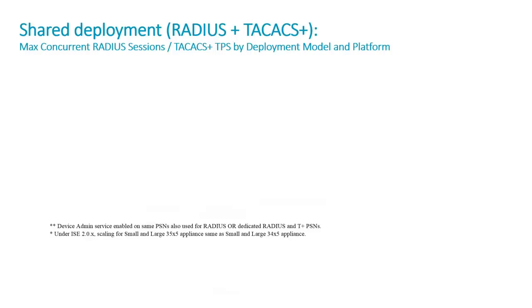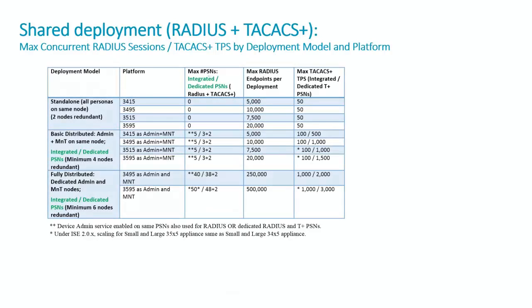Now let's take a look at the shared deployment. A shared deployment is where you share the RADIUS and the TACACS services. In the shared deployment, you can either go with an integrated approach where RADIUS and TACACS are shared in every box, including the PSNs. Or you can go with a dedicated PSN approach where you have dedicated PSNs for RADIUS and TACACS. However, the PAN and MNT are shared.